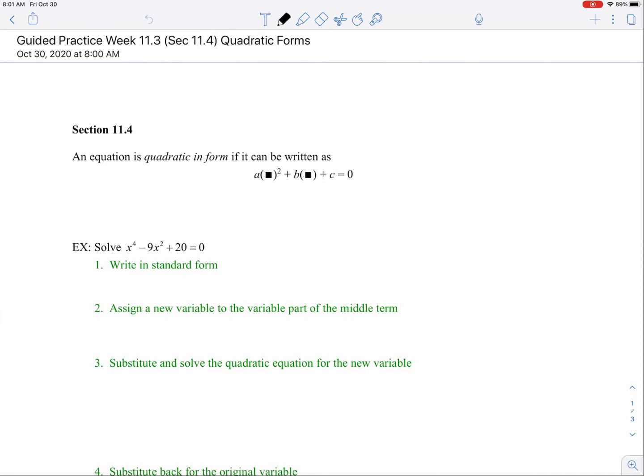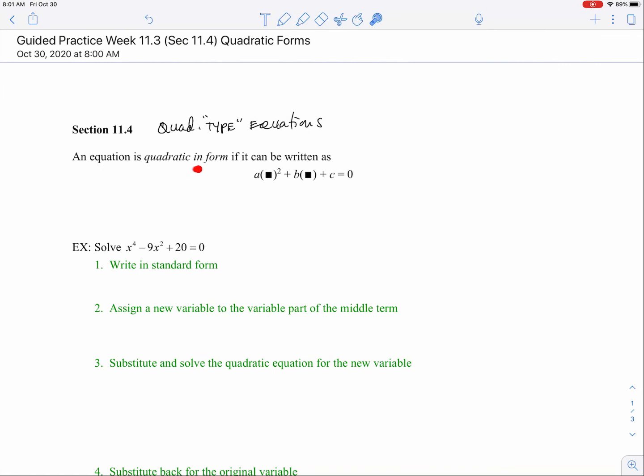Quadratic forms are sometimes called quadratic type equations. The reason they're called quadratic type equations is they're not exactly quadratic, but they behave quadratic, which means that we can use quadratic solving techniques like completing the square or factoring, or what's most commonly used, the quadratic formula. So let's take a look at this idea.